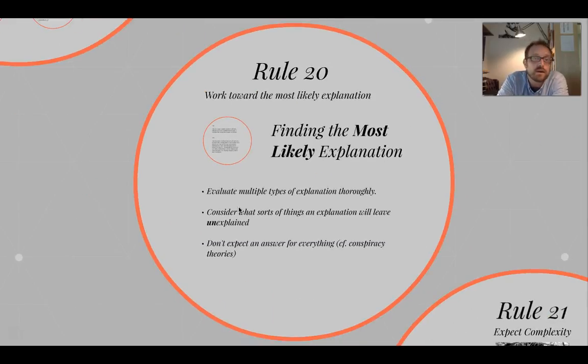Okay, rule number 20 is that you should work toward the most likely explanation. When you're trying to evaluate the explanation for why two different events correlate or cause one another, or you're evaluating someone's argument that postulates a correlation or a cause, one of the things that's critical is to evaluate what's most likely the explanation, because there can be multiple explanations given for a single thing.